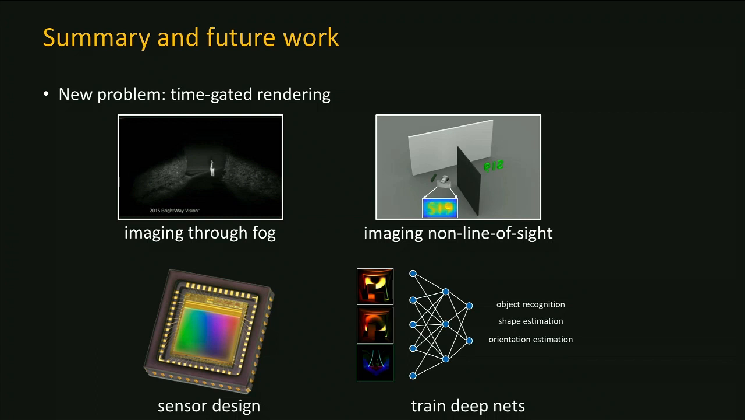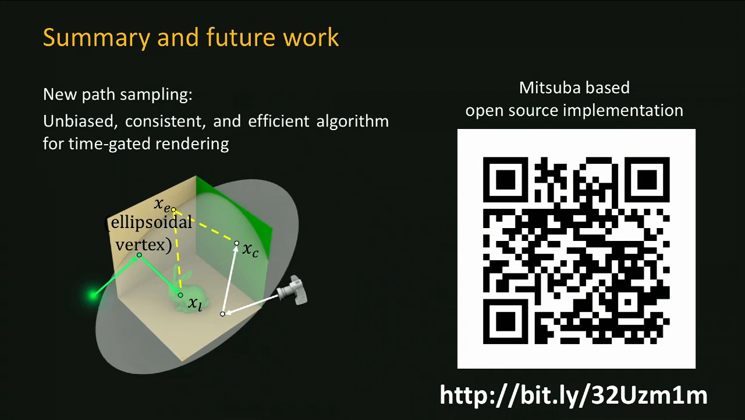To summarize, I discussed the challenges in simulating an emerging class of time-of-flight camera called time-gated camera. These cameras are used in a diverse set of scientific and industrial applications. Therefore, having efficient and physically accurate tools for them can be of great value for accelerating both sensor design and for facilitating the development of new computer vision algorithms based on data from such cameras.